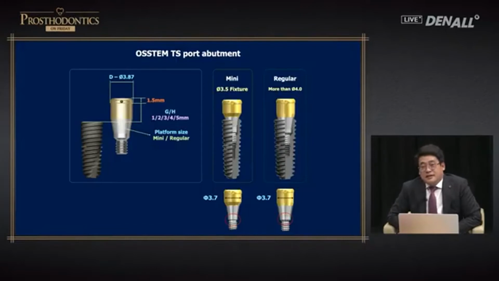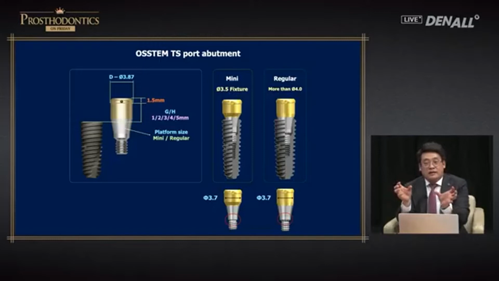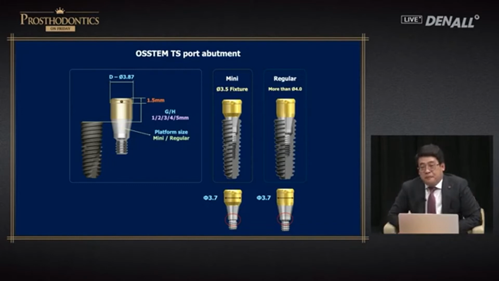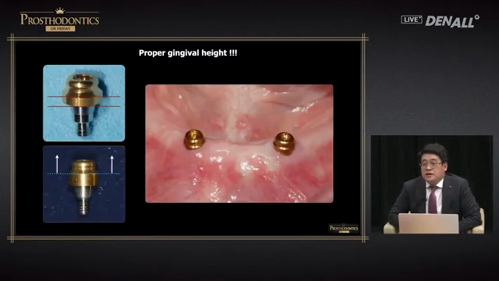In the case of the TS port, this is applied to the TS implant. There are mini size and regular size diameters, so you can assume that there will be a difference in connection area. However, if you look at this image, the dimension of the area where the nylon nail goes in is the same. So you can use a 3.7 diameter component. Appropriate GH is very important.